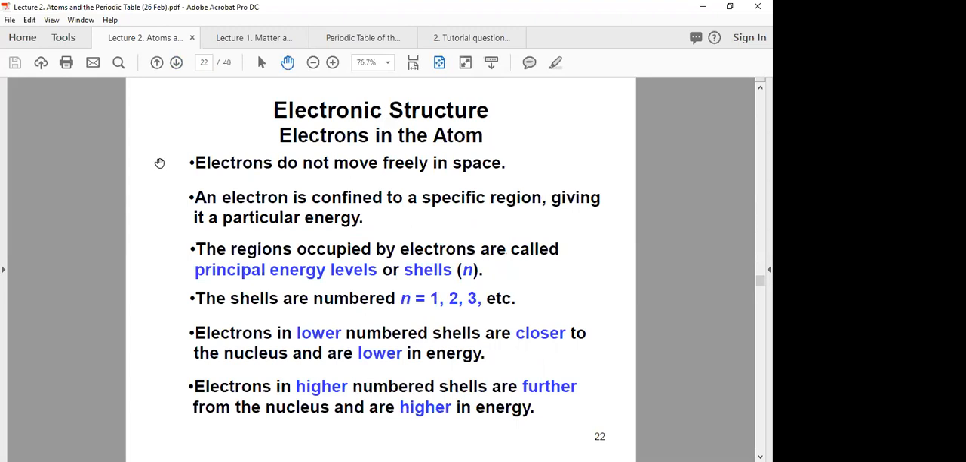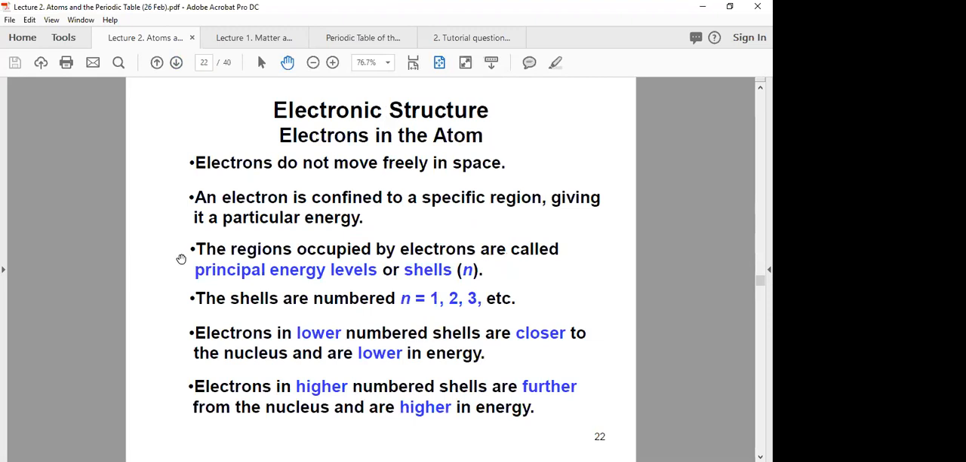All right, now we're going to talk about electrons. Now, the electrons, as you know, are found within the electron cloud surrounding that central nucleus of the atom. But they don't just move around anywhere within that electron cloud. They're thought to be confined to specific regions within that cloud, and that gives each electron a specific or particular level of energy, depending on where they're found.